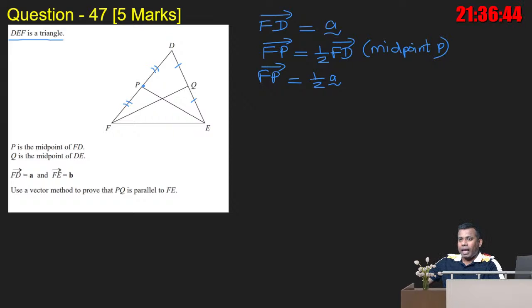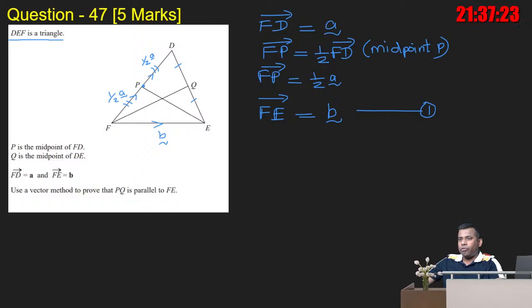Now the next one. They have given this, and FE is B. So this is half of the A, in this direction and this direction, half of the A, right? Now use the vector method to prove PQ parallel to FE. So now we can say FE is a vector already given as B. So that is the first equation, keep it.